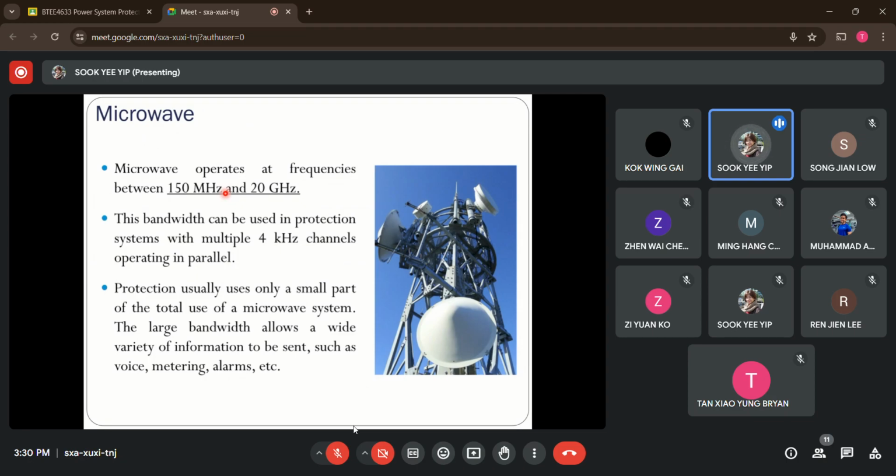So not only used for the pilot protection scheme, we could have the remaining bandwidth used for different applications. For example, voice metering, alarming systems and so on. Now take note that each of the applications here should run at a different frequency so that we can avoid interference with each other. Like the pilot protection scheme at a certain frequency channel, and if you want to have data calling, then it should be at another frequency so that it will not affect each other.